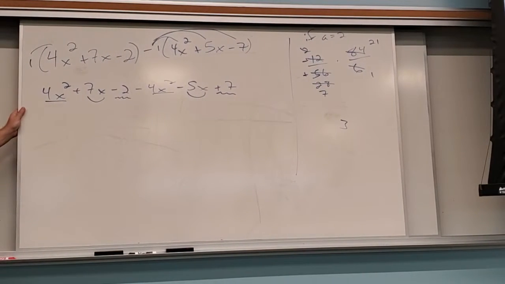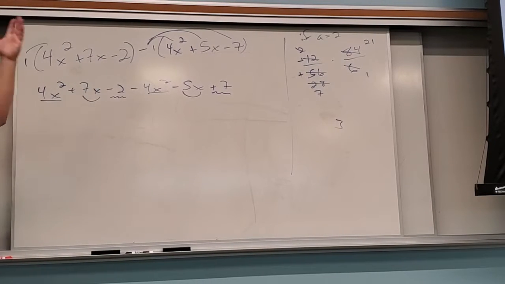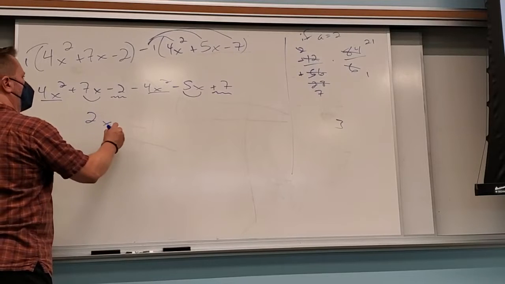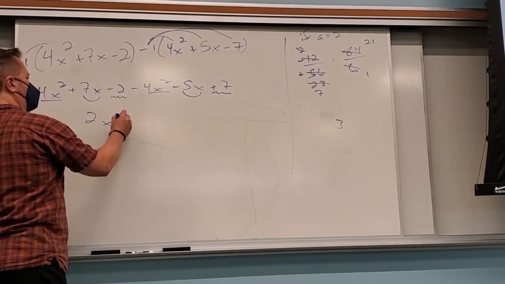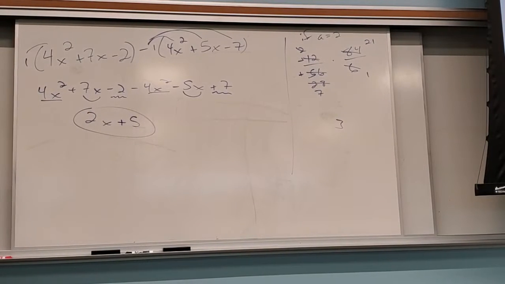Right? And then I can just put stuff together. So how many x squares survive? None of them. They're all dead. What about my x's? 2x. I got 2 x's left. -2 plus 7? Positive 5. Bam. Is that cool?